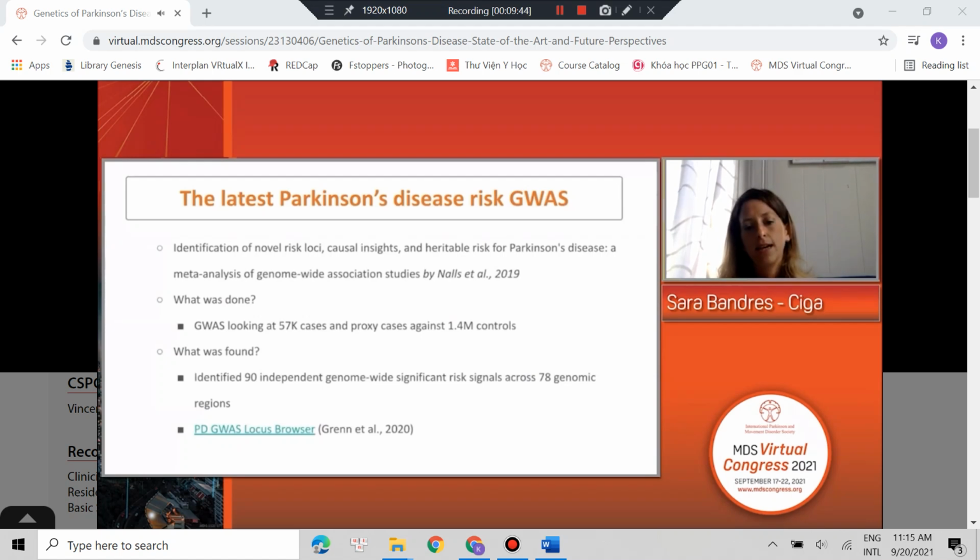Proxy cases are defined as individuals that are not affected with Parkinson's disease, but have a first-degree relative that is affected with the disease. And this was against 1.4 million controls. So if you see, in 10 years, we went from 2,000 samples to over 1.4 million samples. And this is, I think, really fascinating.